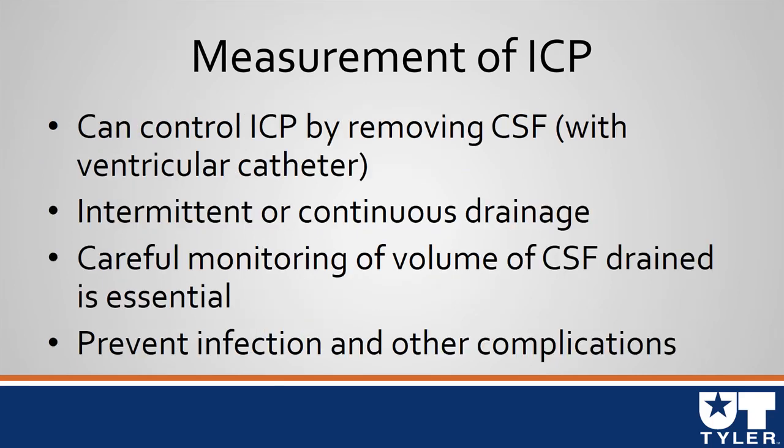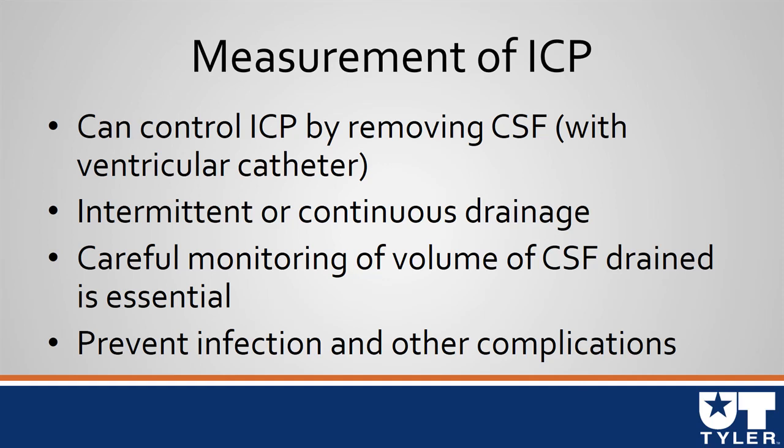With the ventricular catheter, it's possible to control ICP by removing CSF. The healthcare provider will typically order a specific level to initiate drainage, for example, if the ICP is greater than 20 millimeters of mercury, as well as a frequency of drainage, such as intermittent or continuous. When the ICP is above the indicated level, for example 20, the ventriculostomy system is opened by turning a stopcock and allowing this drainage of cerebral spinal fluid, thus relieving the pressure inside the cranial vault.